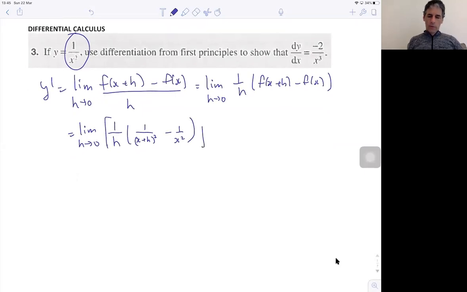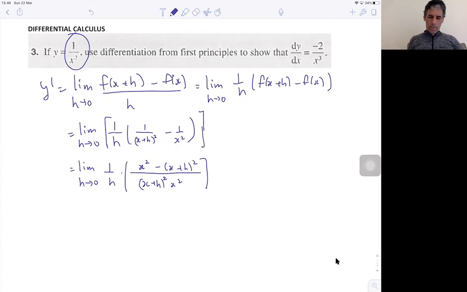Now, clearly, as h goes to 0, I'm going to have a 0 in here, and a 1 over 0. So that's an indeterminate form. The way we're going to deal with that is to change its form by finding a common denominator. Notice I'm not multiplying out the brackets, because if I do, then the common denominator is going to be even more complicated. Not yet, anyways. Okay, so this becomes x squared, and this becomes x plus h, all quantities squared.